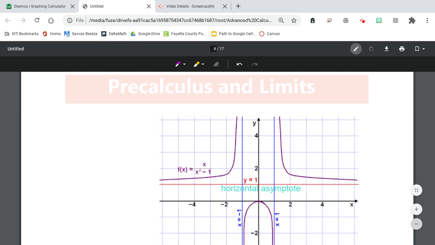Okay, so now let's talk about pre-calculus and limits. Let's relate what you know from pre-calculus to what you are learning about limits. And so you'll have a function. So here's that graph from before.